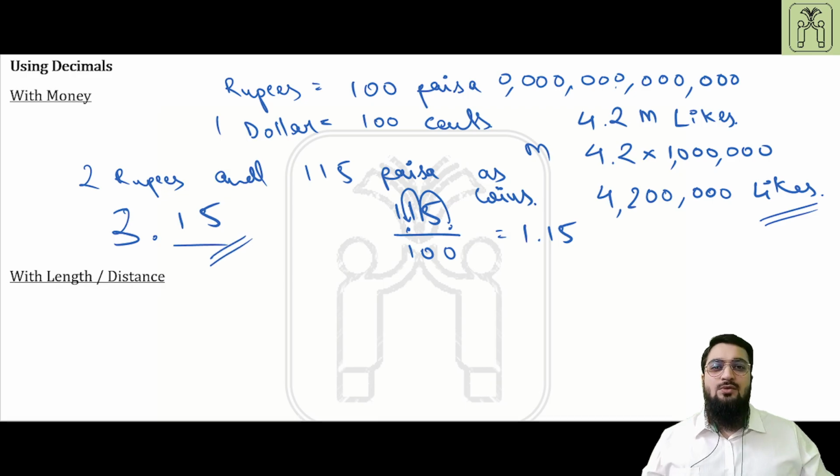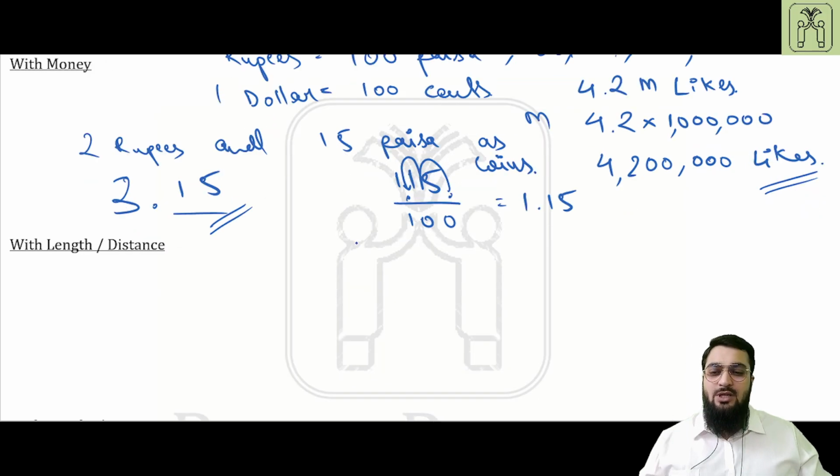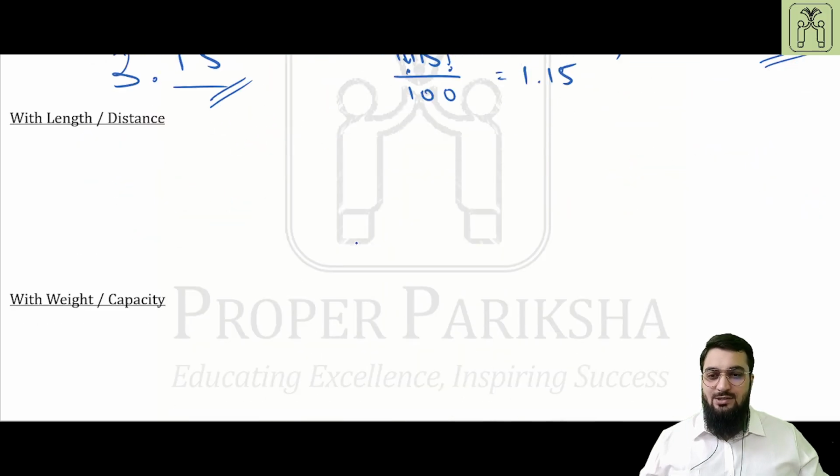So if you can solve such questions, you can solve easier questions. If the easier question example would be 2 rupees and 15 paisa, what would be the answer? 2.15. Coming to the next concept, with length and distance.